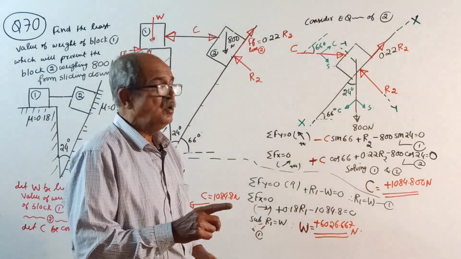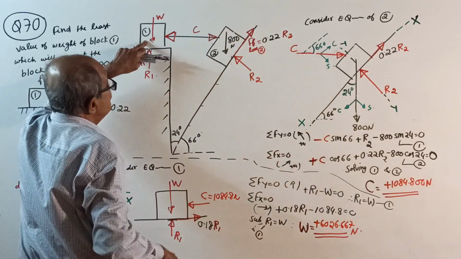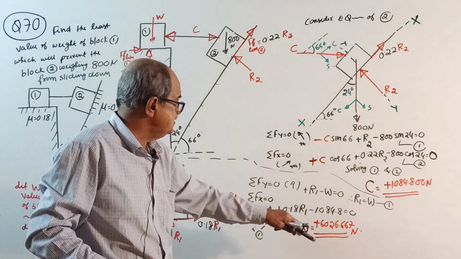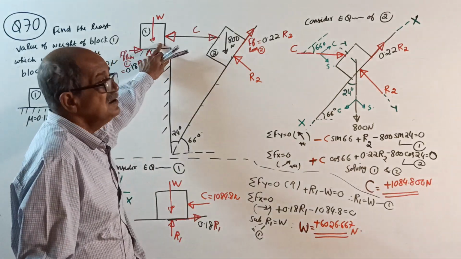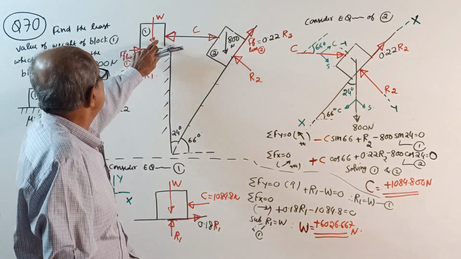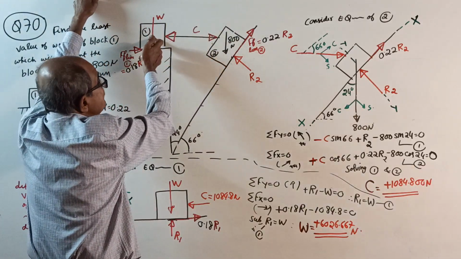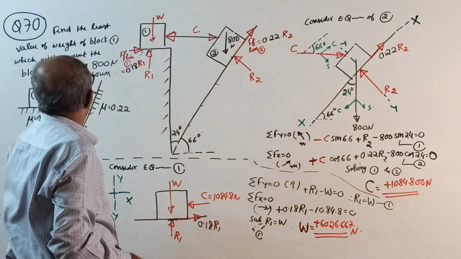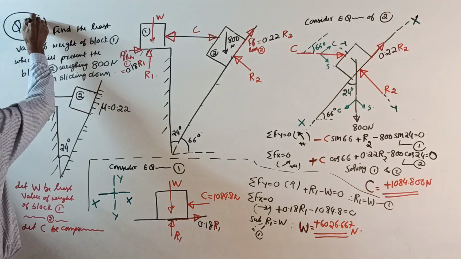6026.667 Newton. So if you want to prevent block 2 from sliding down, this block 1 should have at least a weight of 6026.667 Newton. If it is higher weight, it is stable. If it is lesser weight, this block will surely push it. This weight is not sufficient. When it slides down, it will push it to the left side.